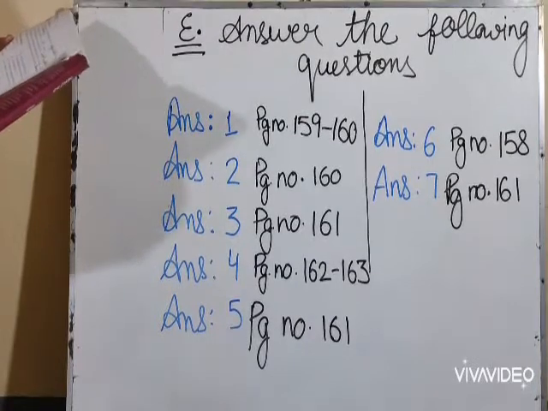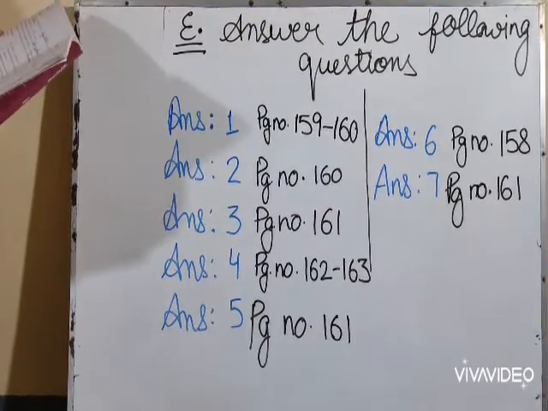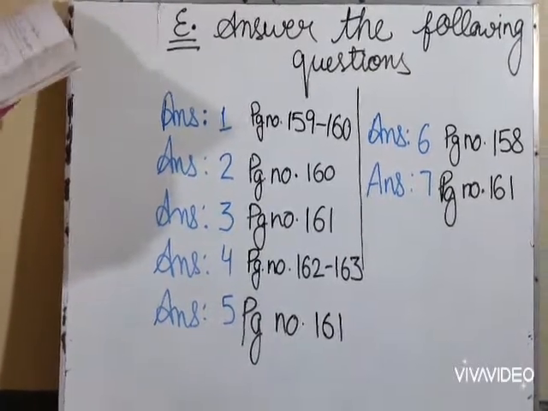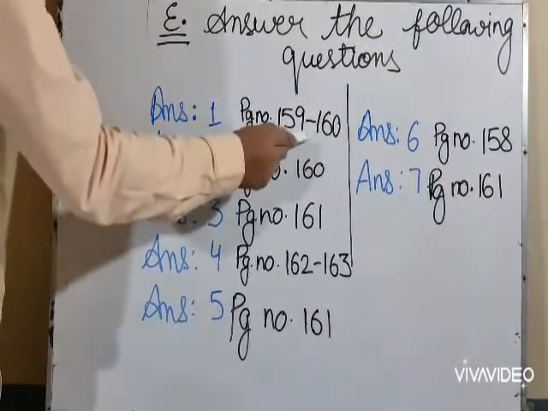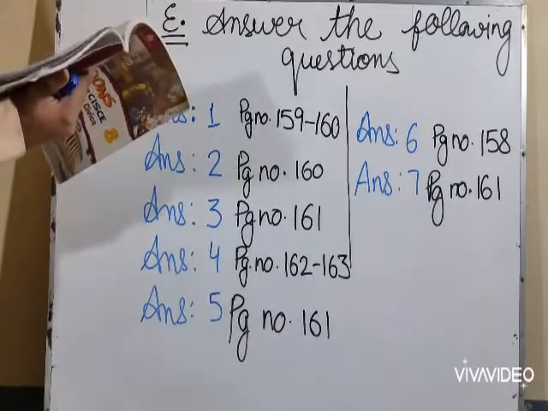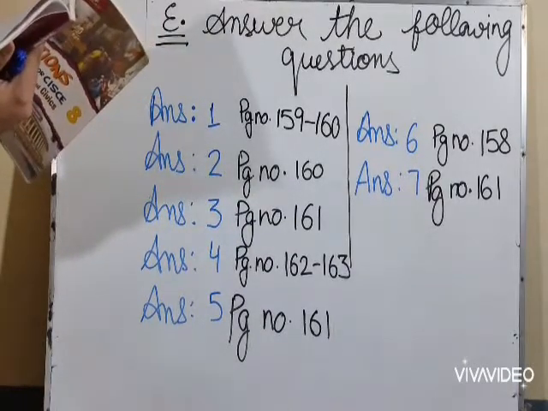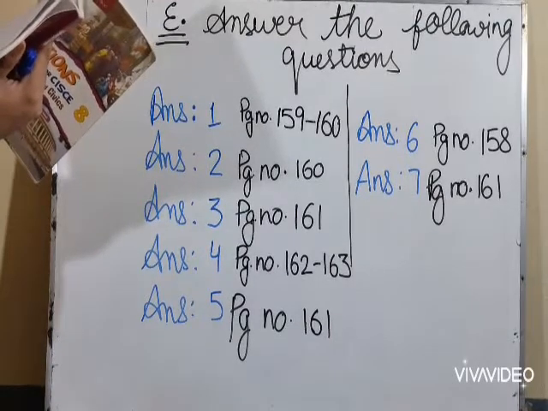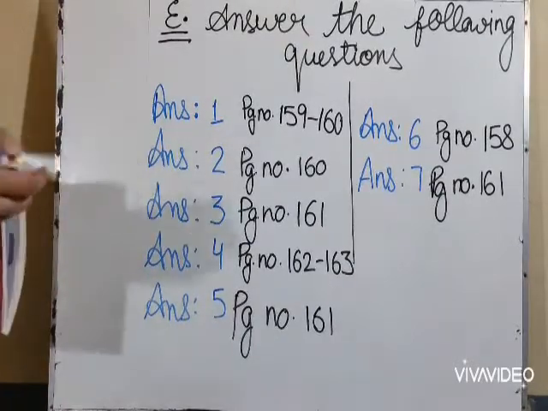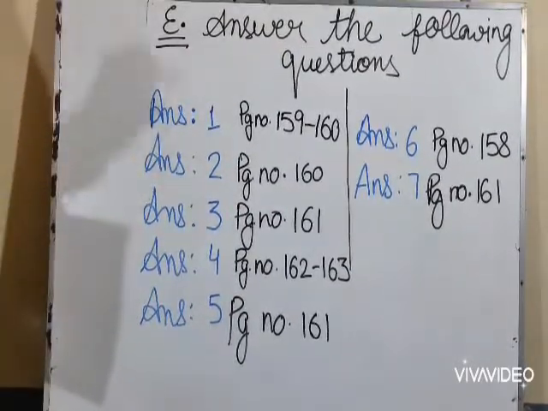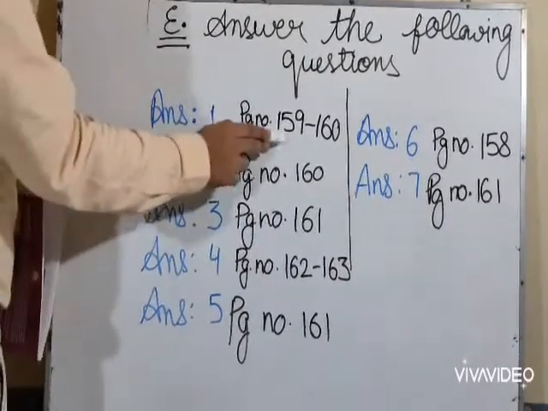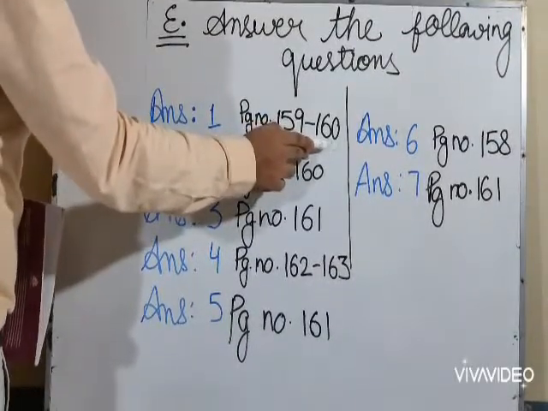What are the qualifications required of a person seeking election to the Lok Sabha, Rajya Sabha and State Legislative Assembly? You have to go to page number 159 and 160. There are headings, Lok Sabha, eligibility and tenure, and Rajya Sabha, eligibility and tenure. On these pages, when you go through the lines with my video class, you will be able to write your answer in your own words. So answer number 1 will be on page number 159 and 160.